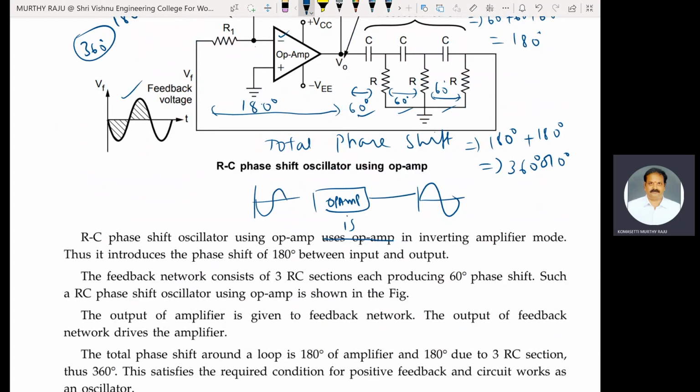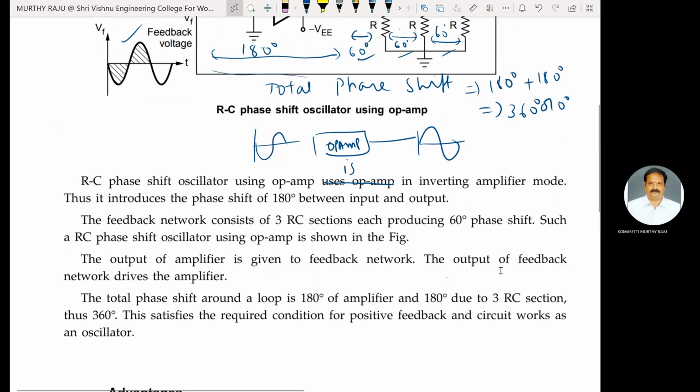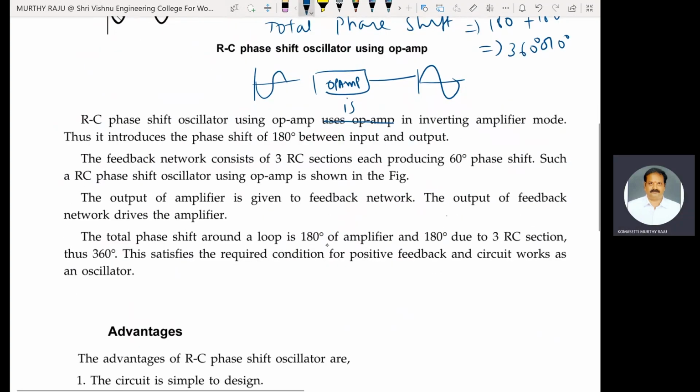Such a RC phase shift oscillator using Opamp is shown in the above figure. The output of the amplifier is given to the feedback network. The output of the feedback network drives the amplifier. The total phase shift around a loop is 180 degrees of amplifier and 180 degrees due to three RC sections. Thus 360 degrees. This satisfies the required condition for positive feedback and the circuit works as oscillator. Mod A beta is greater than or equal to 1.